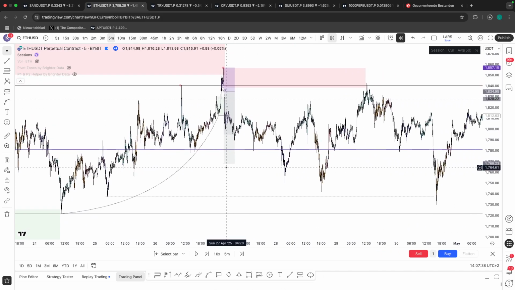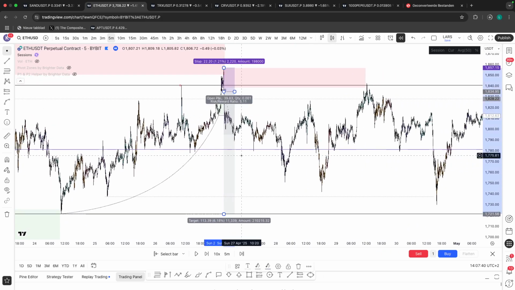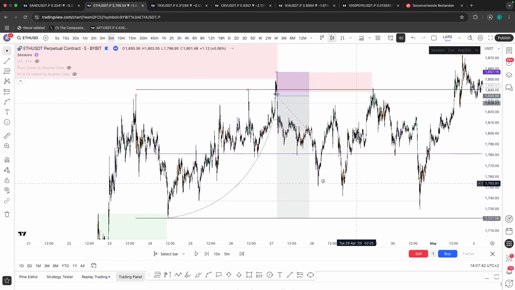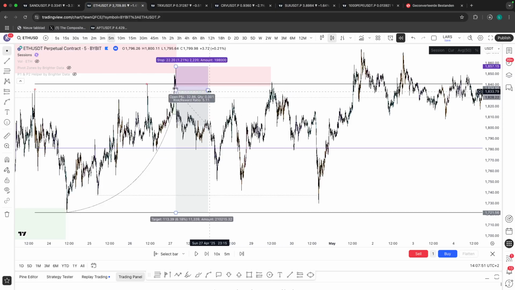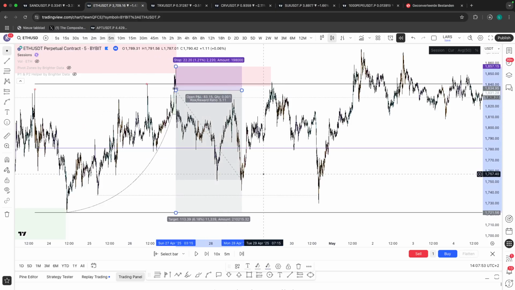Now, what you can see right here is that the price did not end up hitting the technical target. So let's see how you could have managed this position. So in the process right here of price coming down, you don't change anything about your setup. Stop loss remains the same and your take profit target remains the same.